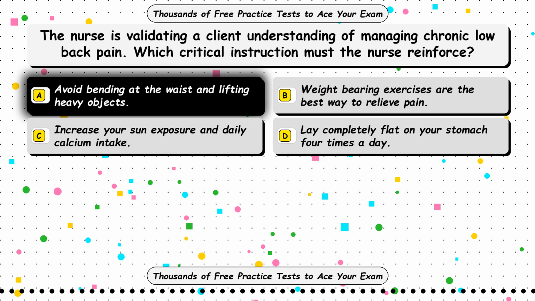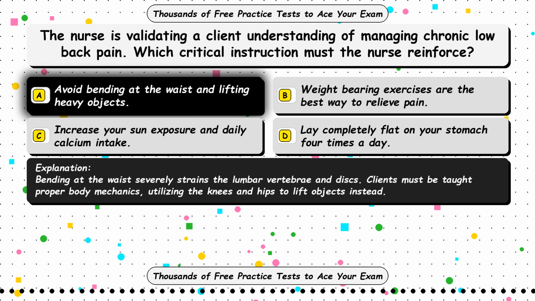The correct answer is option A. Avoid bending at the waist and lifting heavy objects. Bending at the waist severely strains the lumbar vertebrae and discs. Clients must be taught proper body mechanics, utilizing the knees and hips to lift objects instead.